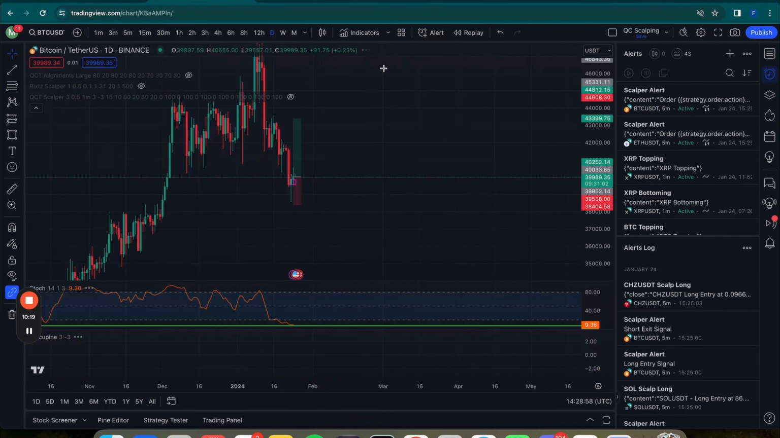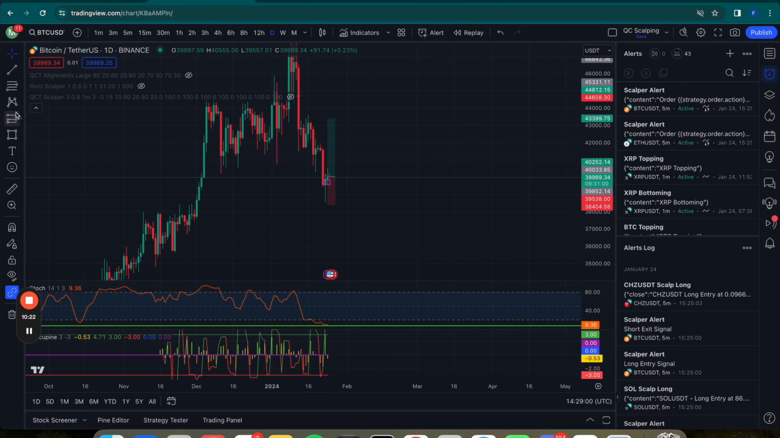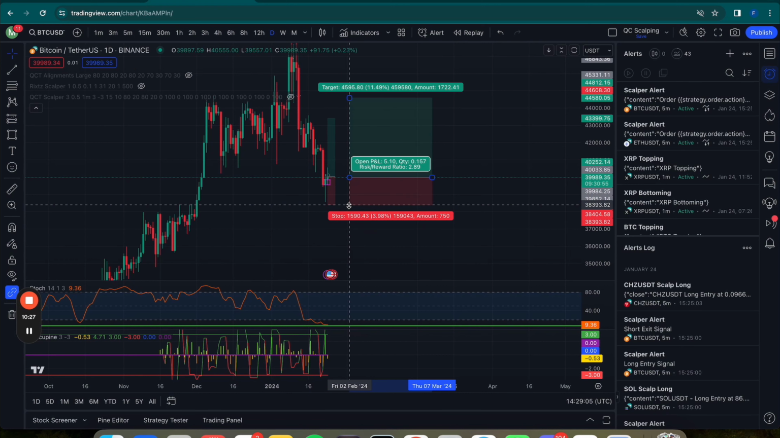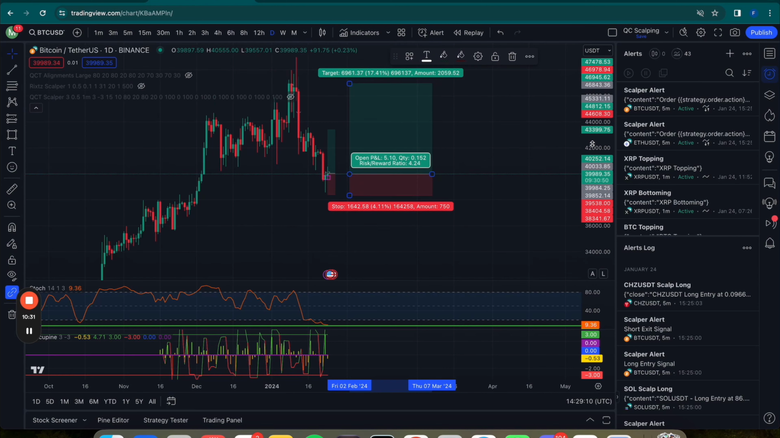If we go higher, let's say go to the daily, we could plot a larger trade. Same stop loss actually, towards the top.